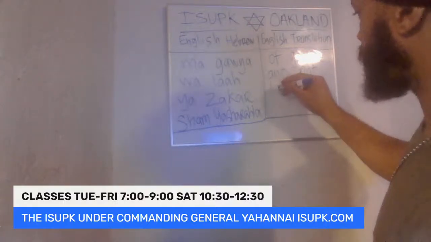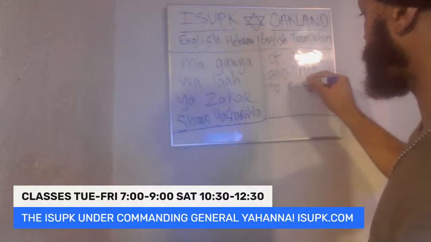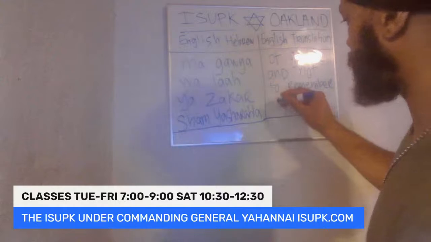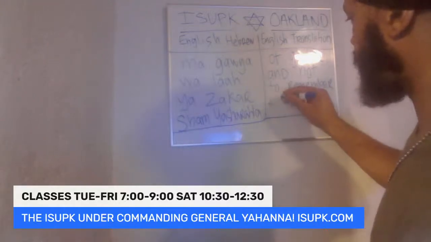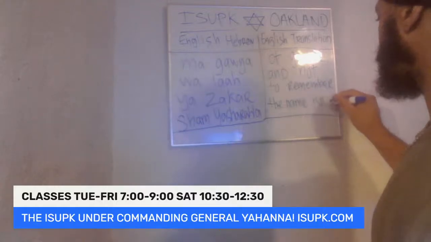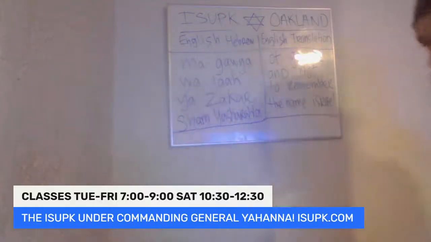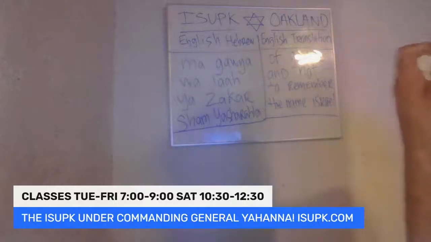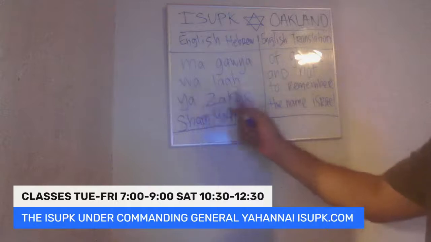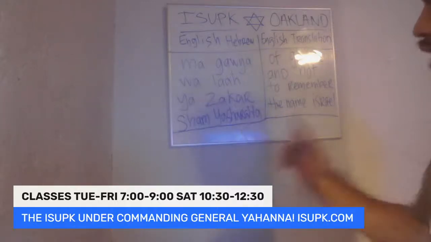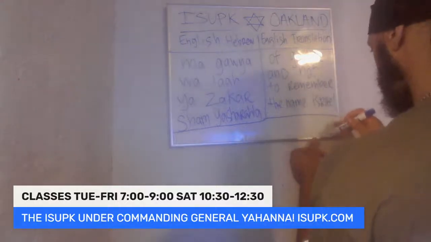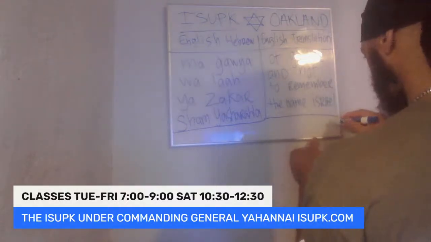Yazakar, to remember, and Sham Yasha'Allah is the name Israel. All right. So Magalia, Wala'a, Yazakar, Sham Yasha'Allah. Try to write this small but legible.